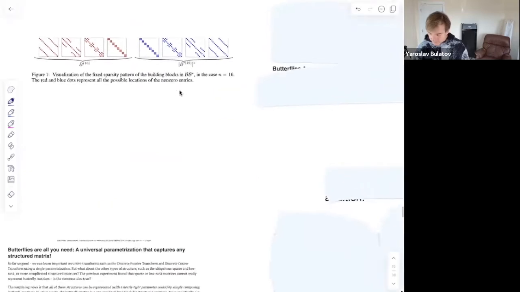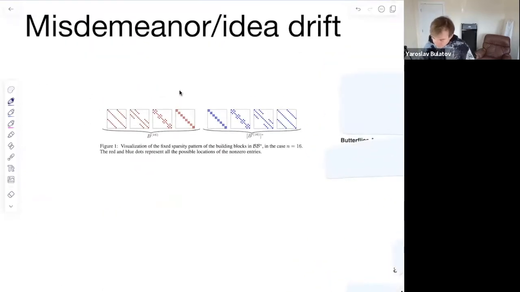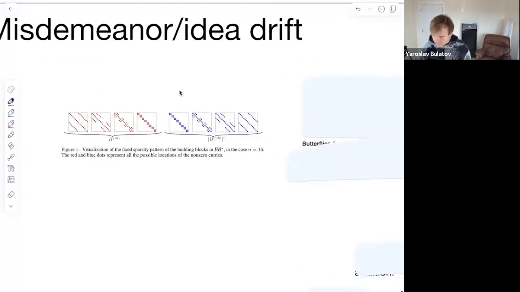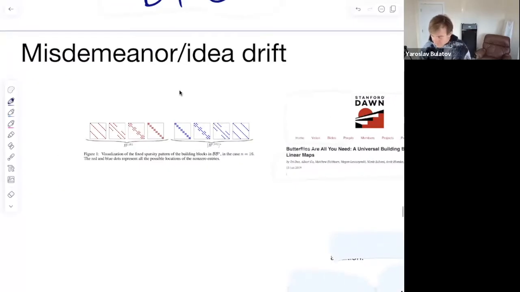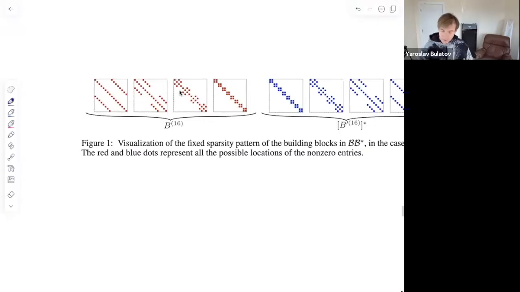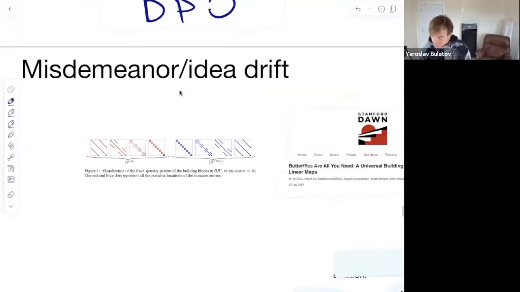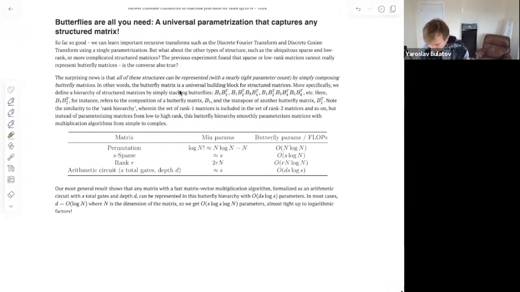And the second example of a misdemeanor is, I would say, work on butterfly matrices. So there was work from the Stanford lab where they found that you could represent things like Fourier transforms using a combination of special structured matrices, which is theoretically a very satisfying result. So they show a lot of nice properties. You have this universal way of constructing matrices, and you can recover arithmetic circuits. You could recover Fourier transforms.